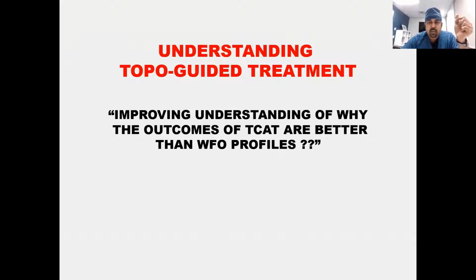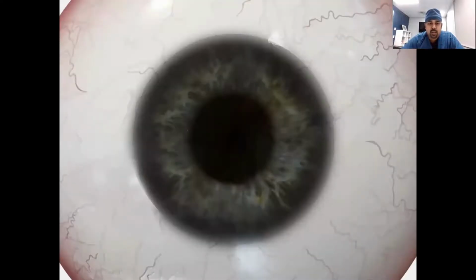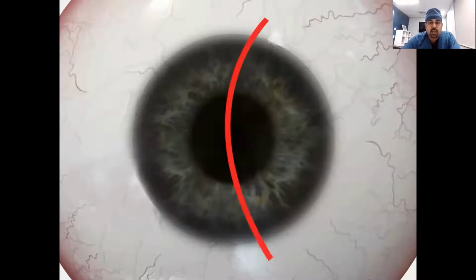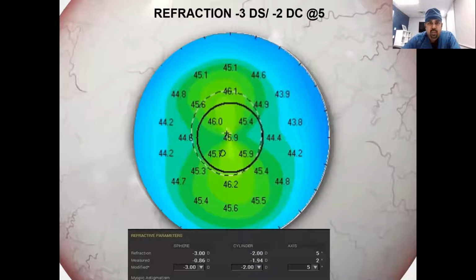And so, to be able to understand what cylinder outcomes are and how to understand cylinders, we need to understand what a topo-guided treatment basically does and how it is different from a wavefront optimized ablation profile. So if you look at this image, this is a 2D eye which I keep using in all my slides. For example, this topography is of a patient with a refraction of -3 diopter sphere and -2 diopter cylinder. I'm used to using the negative version of the cylinder, and it's not going to make a difference whether you use a positive or negative here. I'm trying to drive a concept, and I'm sure it will be taken easily.